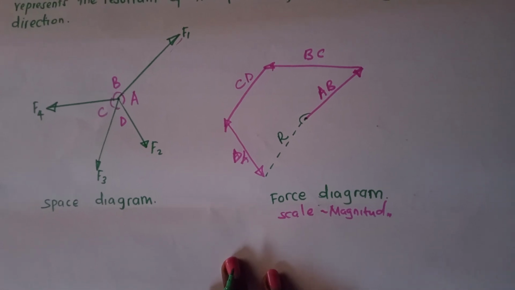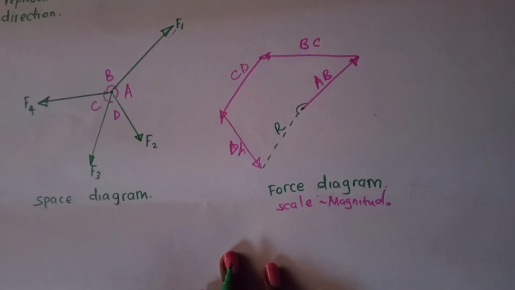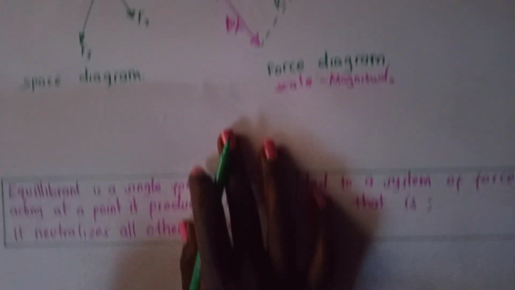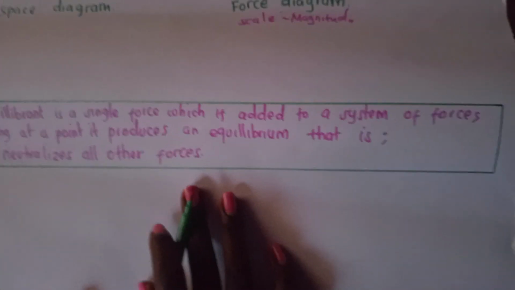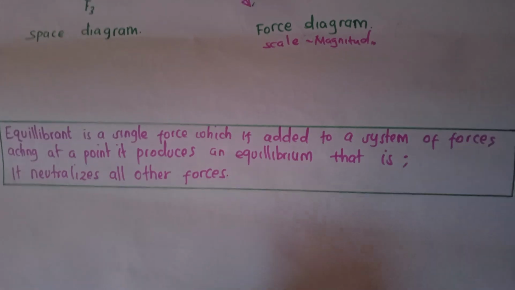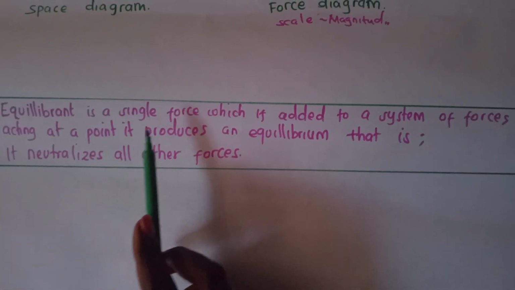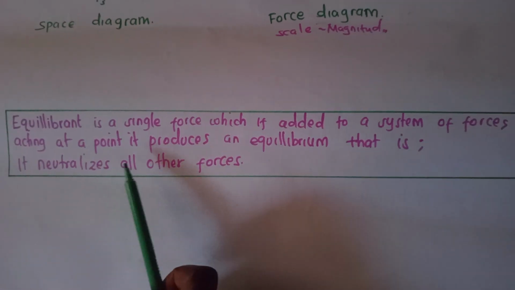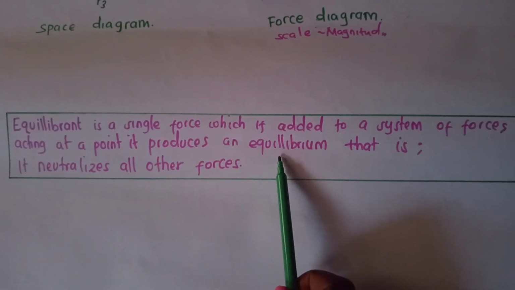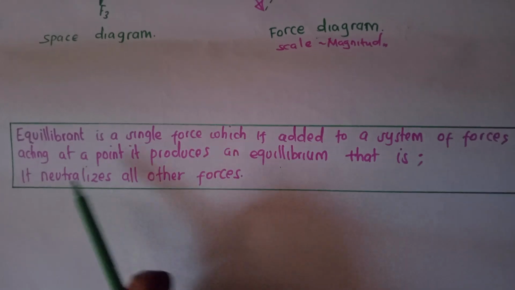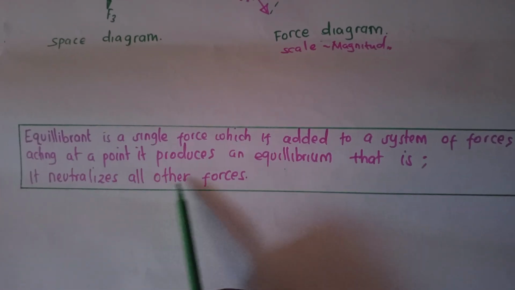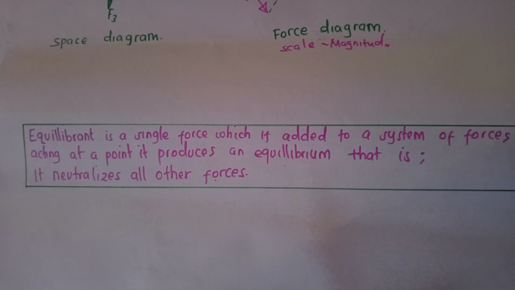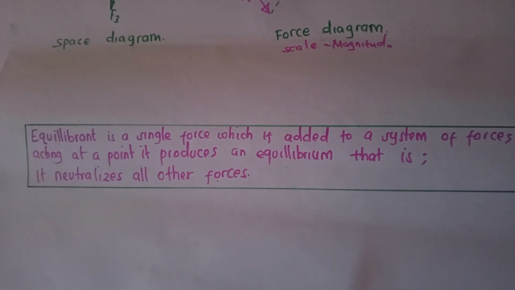Now, I'm going to define what an equilibrant is, because in a number of forces it's good to know what we mean by the word equilibrant. An equilibrant is a single force which, if added to a system of forces acting at a point, produces an equilibrium. That is, a force that will neutralize all other forces. That is what we term an equilibrant.